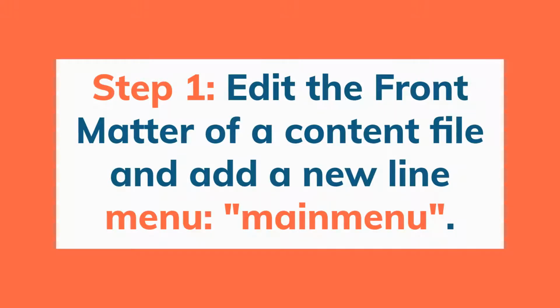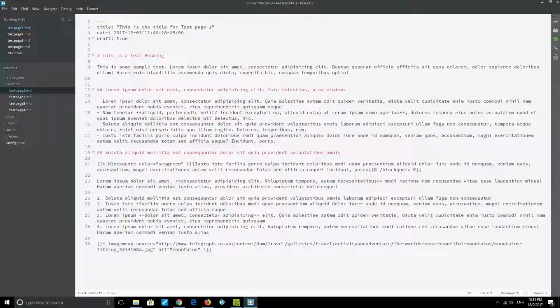In order for us to add the page to a navigation menu, we have to edit the front matter of the content file first. And on a new line, we have to define the menu. We have to give the menu a name. So the first step in the menu creation process is to define the menu first. And the menu is always defined in the front matter. And front matter is something that is always created every time you create a content file.